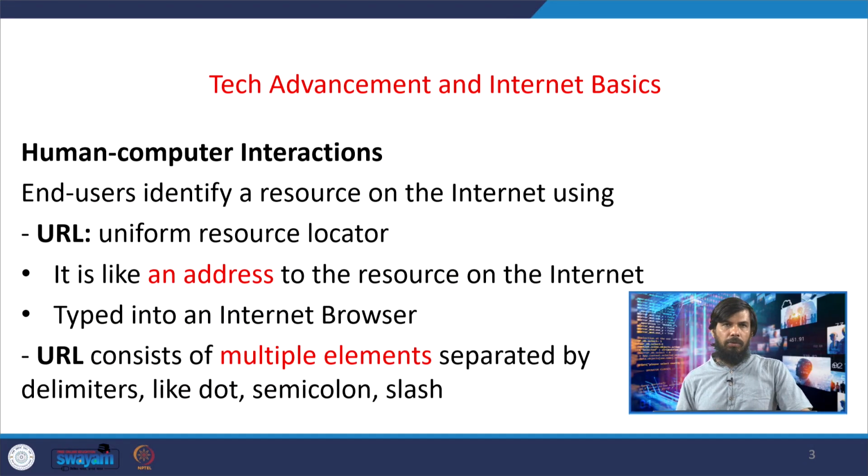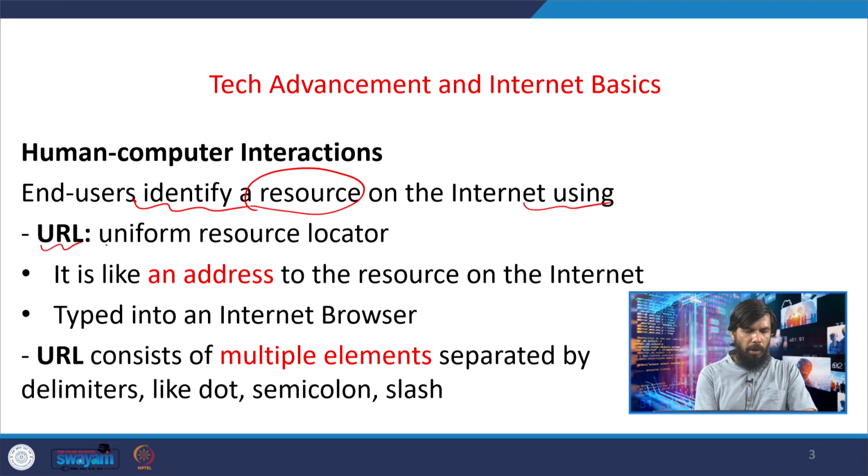Now, when end users are interacting with the client machine and the client software, and looking to trigger a request, they need to identify the resource that they are looking for, right. So, end users identify a resource on the internet. How do they do this? Using a URL. URL is Uniform Resource Locator, right.